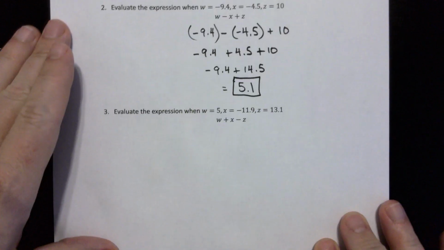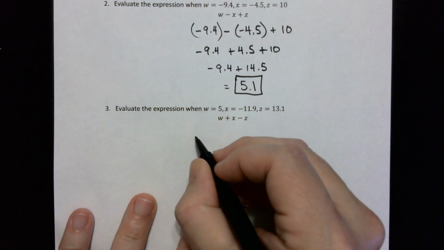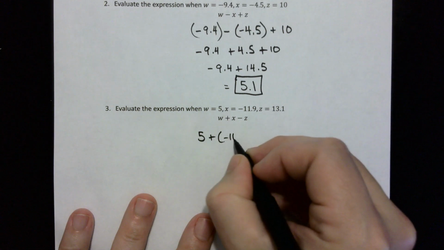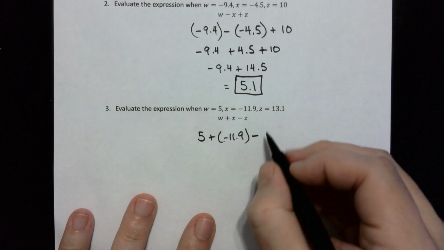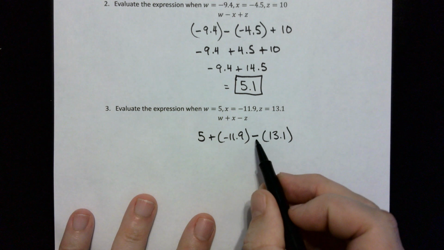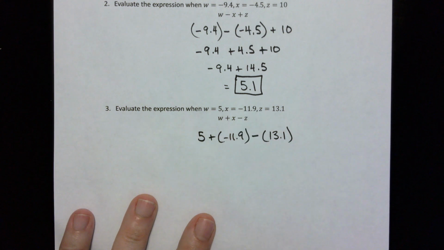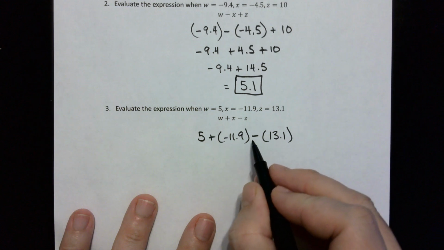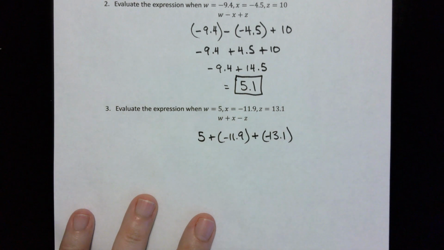Okay, last problem here. We're still evaluating, so W would have 5 in its place. For X, we'll put a negative 11.9 in its place. And then there's a minus, and then the Z is 13.1. Okay, so this minus came from right here. This minus came because it was negative there. Okay, so these things, you can consider them both to be negative. You could put a plus here if you wanted and make this negative. That means the same thing.